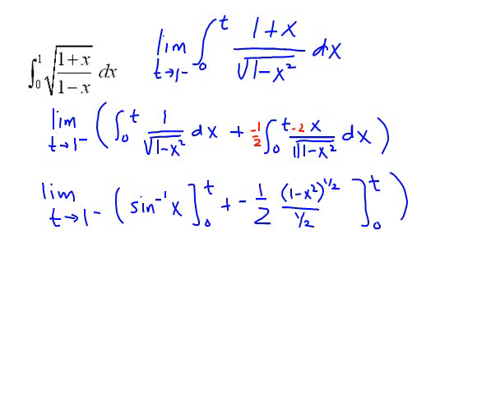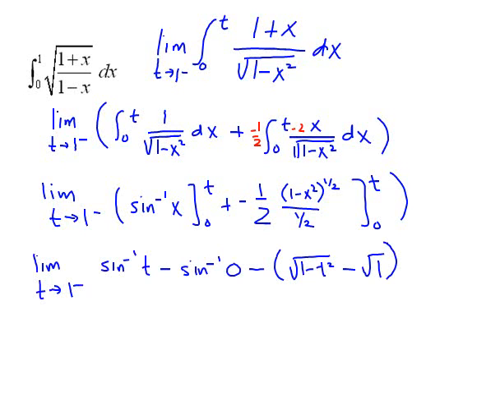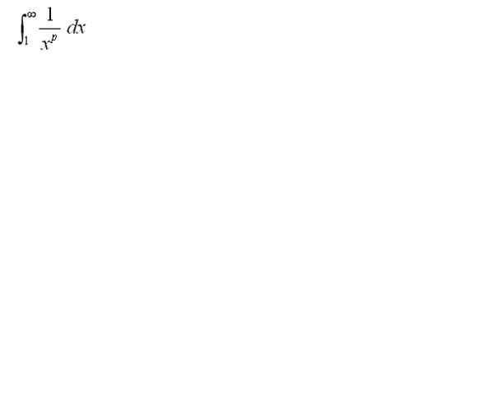So now I can treat this like it's the integral of u to the negative 1/2 du. And that has u to the 1/2 divided by 1/2 as its antiderivative. Evaluating from 0 to t and plugging in 1s for the t's, I find the integral to equal pi over 2 plus 1.